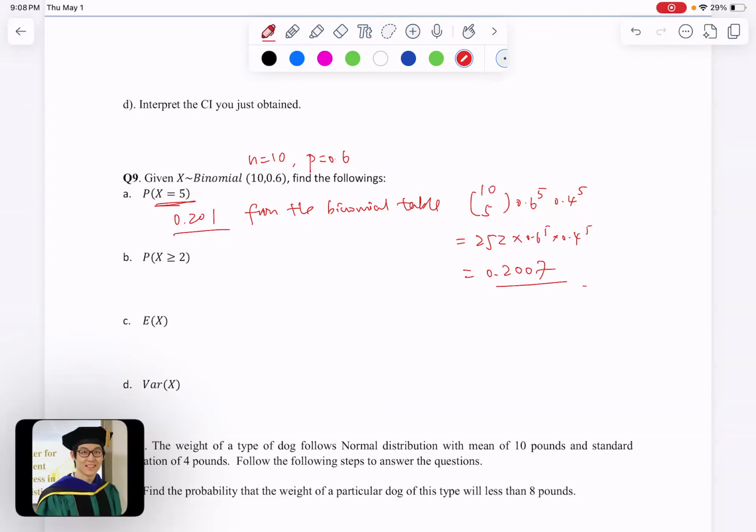Probability of x more than or equals 2, right? So 2, 3, 4, up to 10, all add together. So that's the same as 1 minus probably the ones you don't want. Smaller than or equals 1. So check the cumulative table, smaller than or equals 1, right?